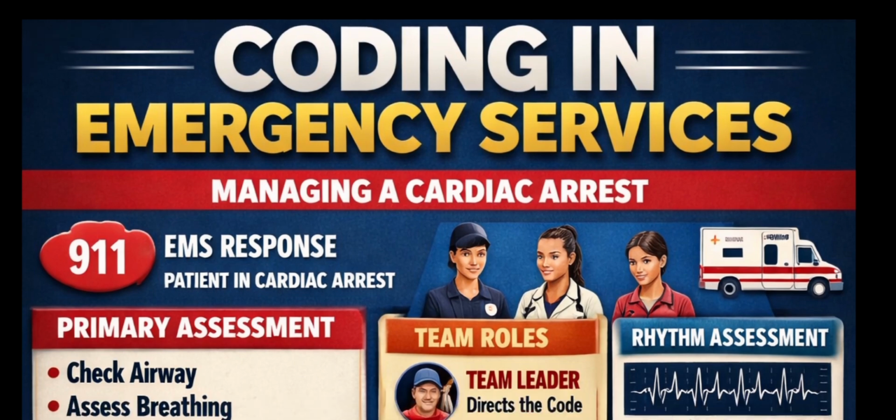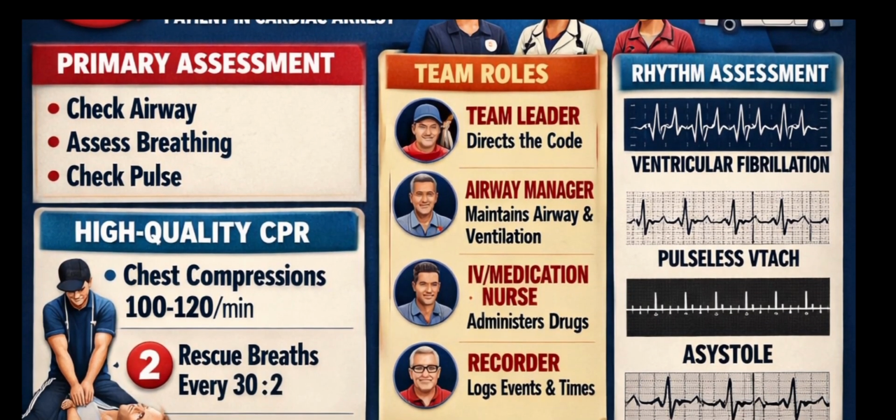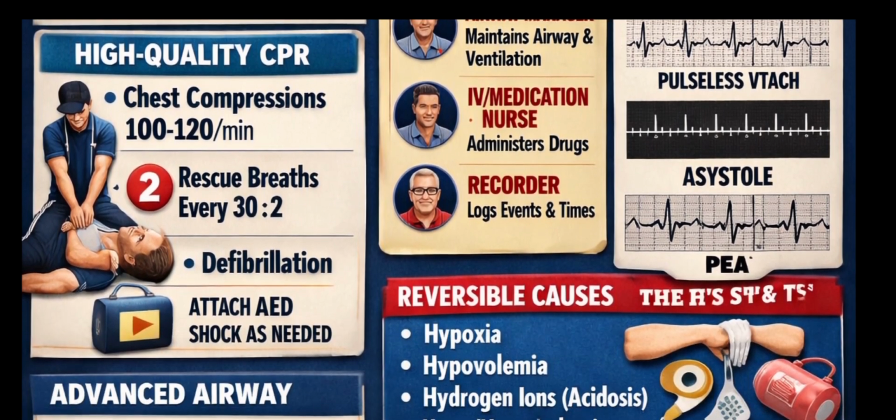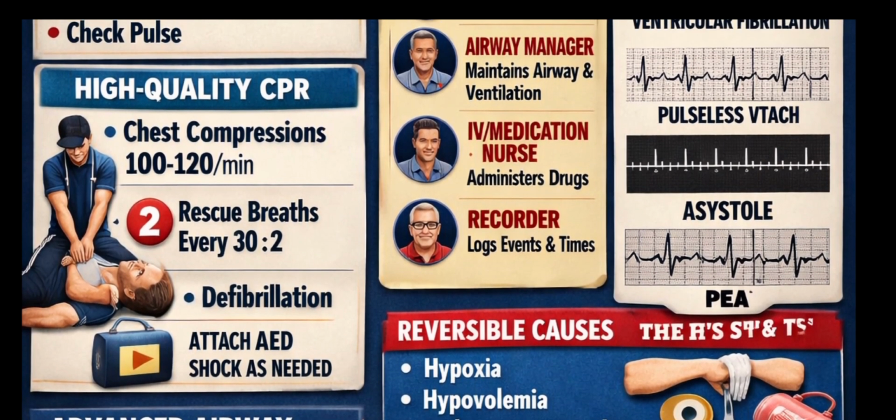So, high quality CPR for critical situations. The rate is 100 to 120 compressions per minute. Depth is at least 2 inches. Allow full chest recoil. Minimize interruptions.